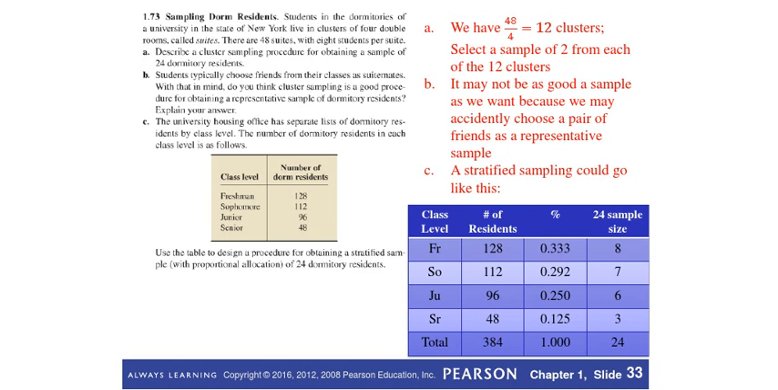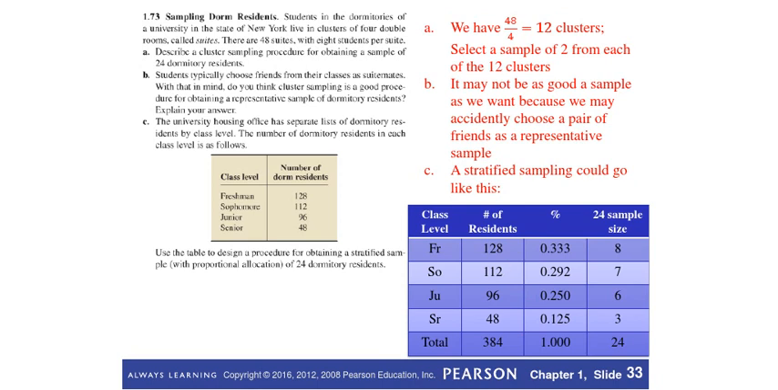Well, probably the easiest way to do it would be to take our table of residents, which we're given right over here on the left, and we see we have a total of 384 dorm residents. Of those, 128 are freshmen, 112 are sophomores, 96 are juniors, and 48 are seniors. So let's take a percentage. And the way we do it is we take 128 and divide by the total of 384. We find 33.33%, that is 1/3 of all of the residents, are freshmen.